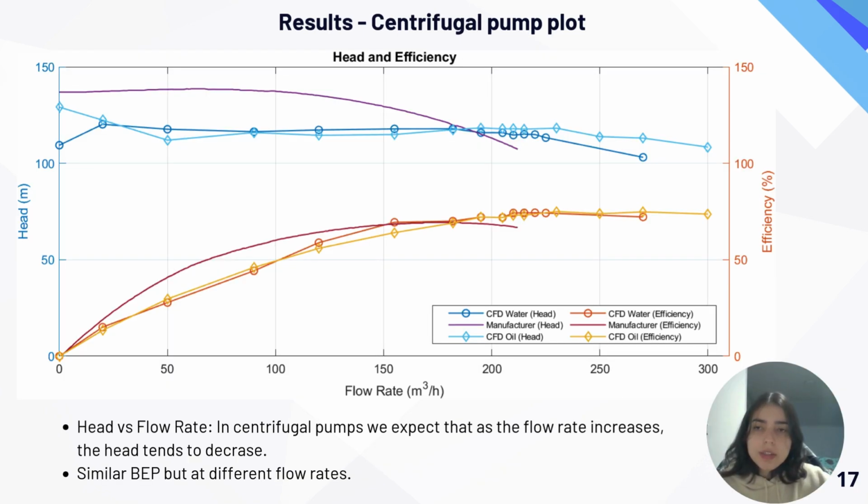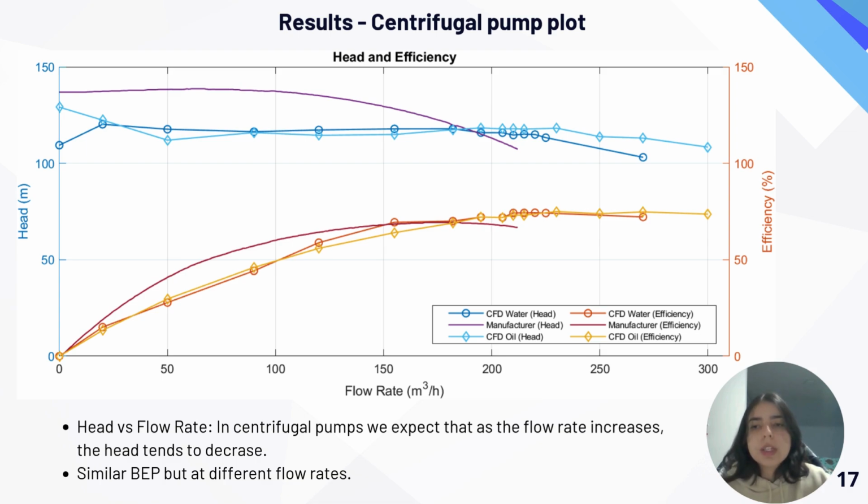Now we present the head and efficiency versus flow rate graph. In the head versus flow rate, we can see that the manufacturer's head decreases as the flow rate increases, which is an expected behavior. The water curve seems to also follow this behavior up to around 200, at which point the head of the water does not decrease as fast. This deviation could be the result of simplifications made during the CFD.